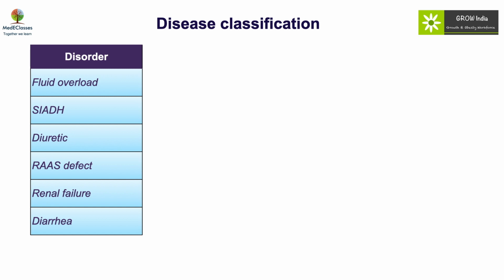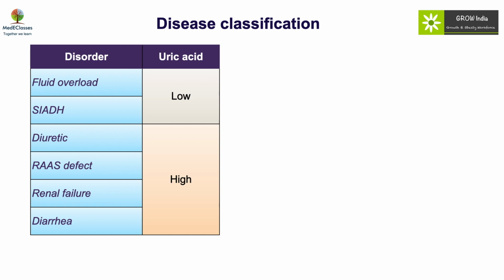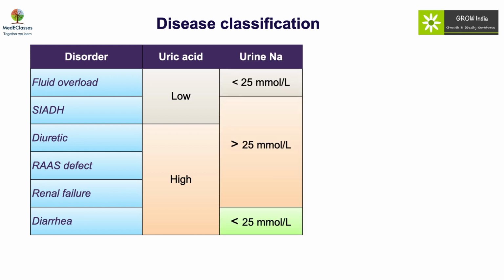Now, in this perspective, if we look at investigations, uric acid and volume are very, very important. So if uric acid is low, it indicates volume is high, which basically means fluid overload or SIADH. Urinary sodium should always be less than 25 in anybody who has hyponatremia. A urinary sodium more than 25 indicates a diuretic use, a RAS defect, or SIADH.